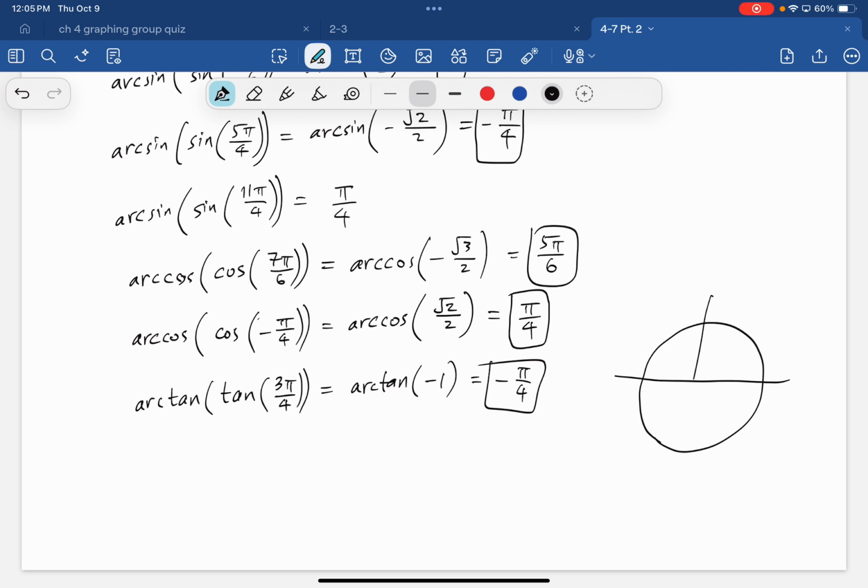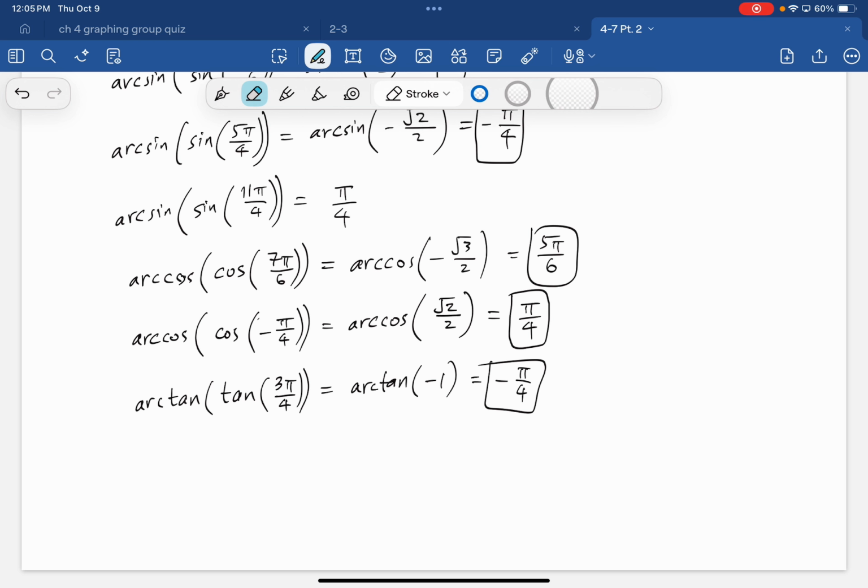It's only this point and this point, but our domain is this, so it's minus pi over 4. Wait, so it's the same as sine. Same domain. Almost. If it's not within the first or fourth quadrant, you put a negative sign and then take away the coefficient.